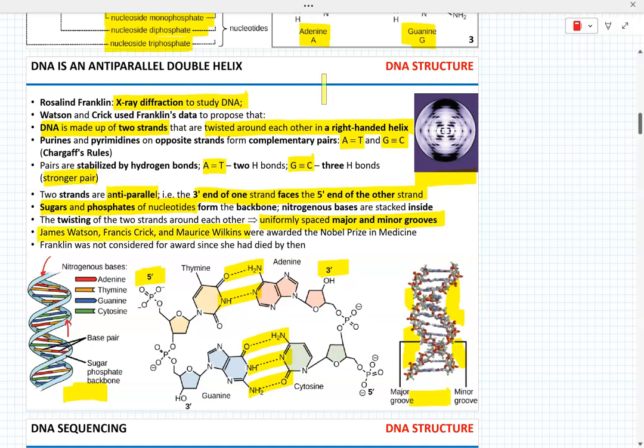James Watson, Francis Crick, and Maurice Wilkins received Nobel Prize for the discovery of the DNA structure. However, Rosalind Franklin was not considered for that award because she died by that time due to the excessive X-ray exposure.